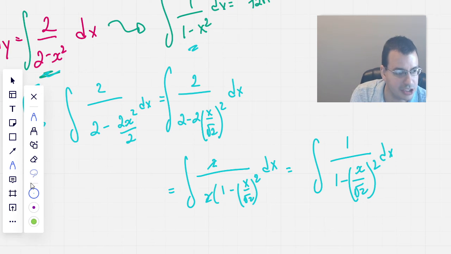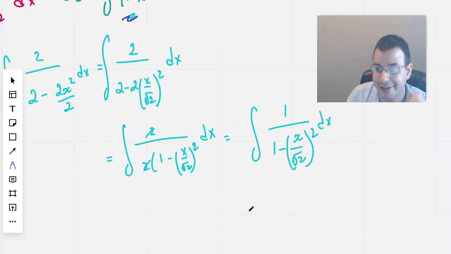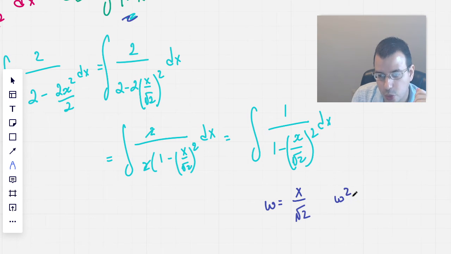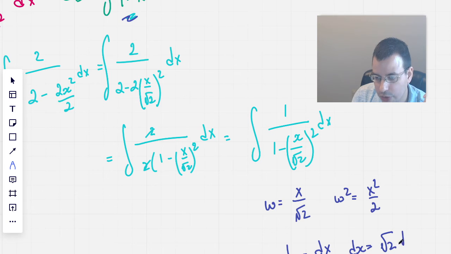Okay, so now this is closer to the form that I want, but I'm going to do a U substitution. I've already used U, so I'm going to make this a double U substitution. So I'm going to say w equals x over square root of 2, so w squared equals x squared over 2, which is that. And then we're also going to need a dw. So dw equals dx over square root of 2, solving for dx, dx equals square root of 2 dw.